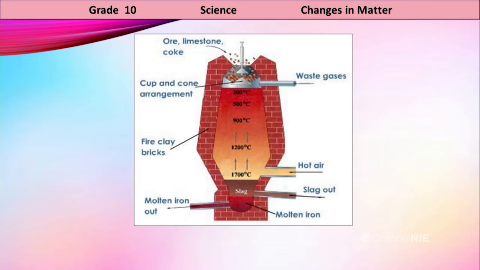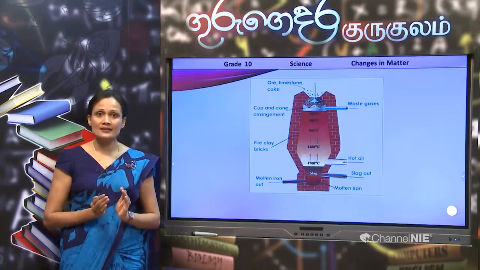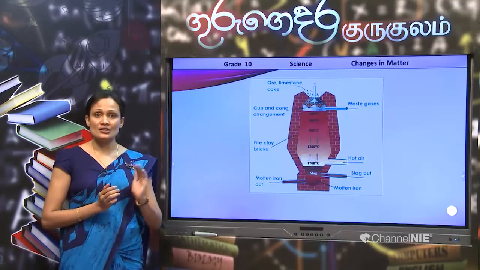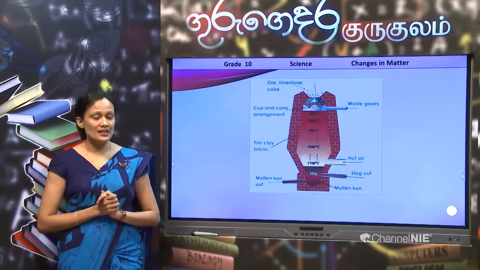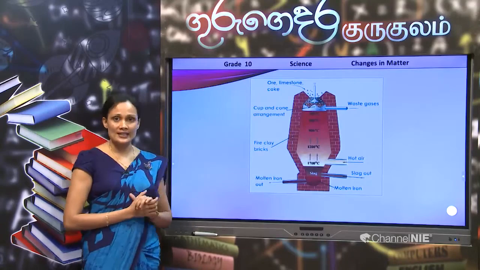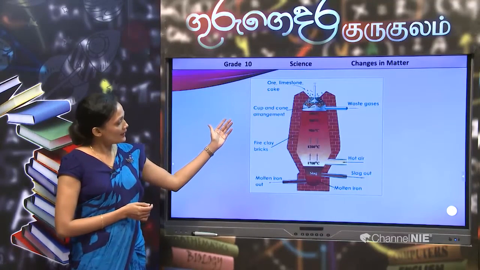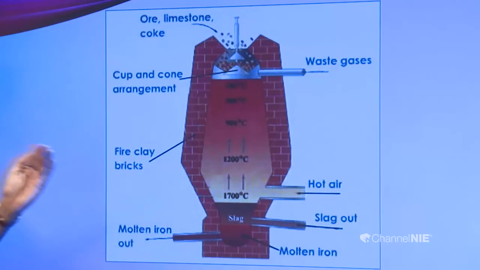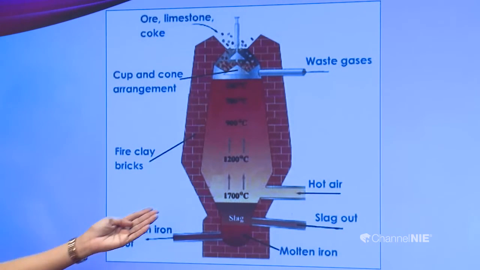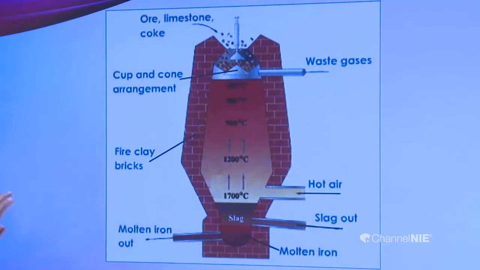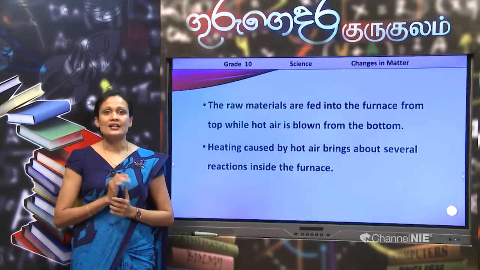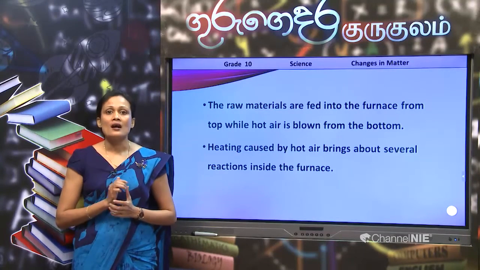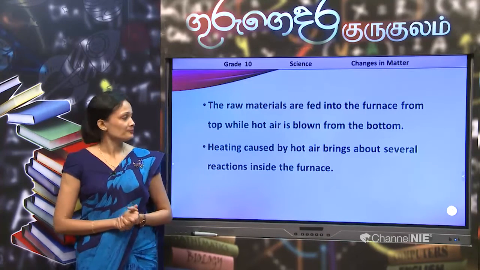And there is a fire clay brick wall. The reason is the higher temperature inside the blast furnace. To withstand that higher temperature, the fire brick wall is present. Then at the bottom of the furnace, there are two openings to remove the product from that furnace. Now I am going to explain the procedure that we use to get iron from hematite.